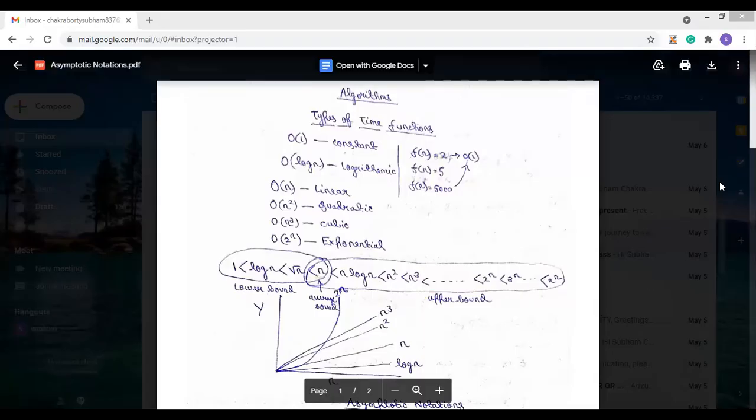The thing which we were discussing in the previous class was the asymptotic notations. There are three types of asymptotic notations present: big O, big omega, and theta. I have discussed the big O in the previous class. Today we will discuss the omega notation and the theta notation.